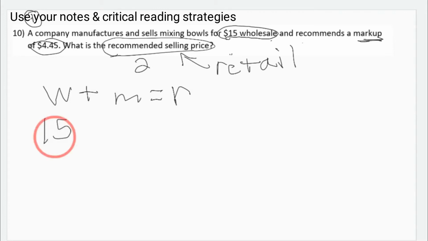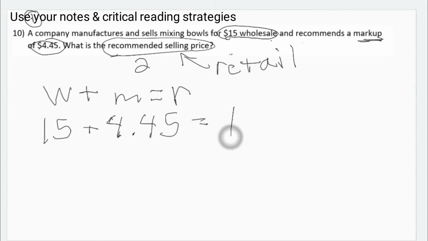So 15 plus $4.50 is equal to $19.50. And that's our answer.